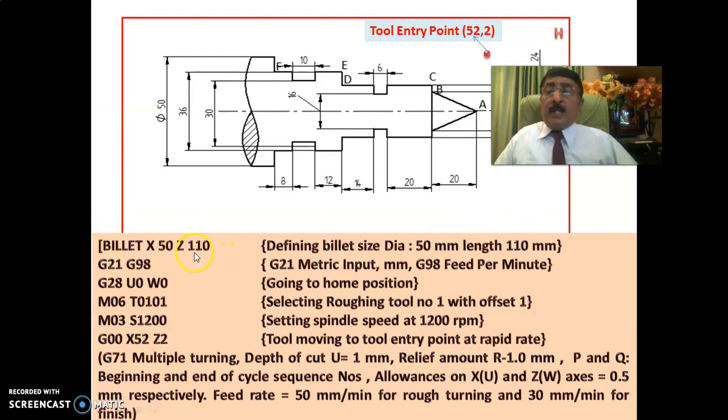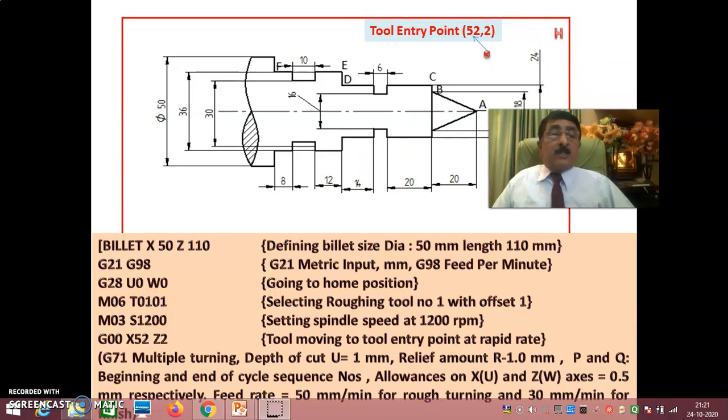These are all simple things, what we have been doing again and again. I just now told you, looking at the drawing, you take a little more. X50, Z110, 90 is already there. I've taken 110. 50 I've taken because what we are interested in is only up to 36. G21, G98, that is the initial setting. G28, U0, W0, going to home position and all that. Wherever the tool is, first it will go to the home position. From there it starts coming.